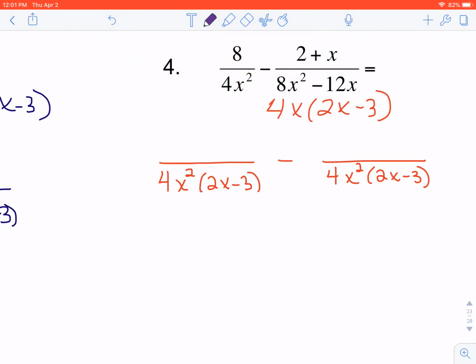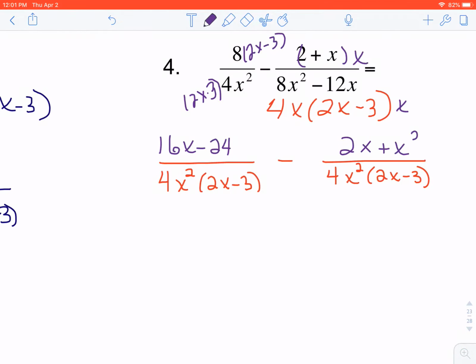So the one on the left has the 4x squared, but not the 2x minus 3. So it needs 2x minus 3. If you distribute that, that gives us 16x minus 24. The one on the right has the 4. It has an x. It has a 2x minus 3. But it needs an x squared, so it needs another x. So that gives us 2x plus x squared.